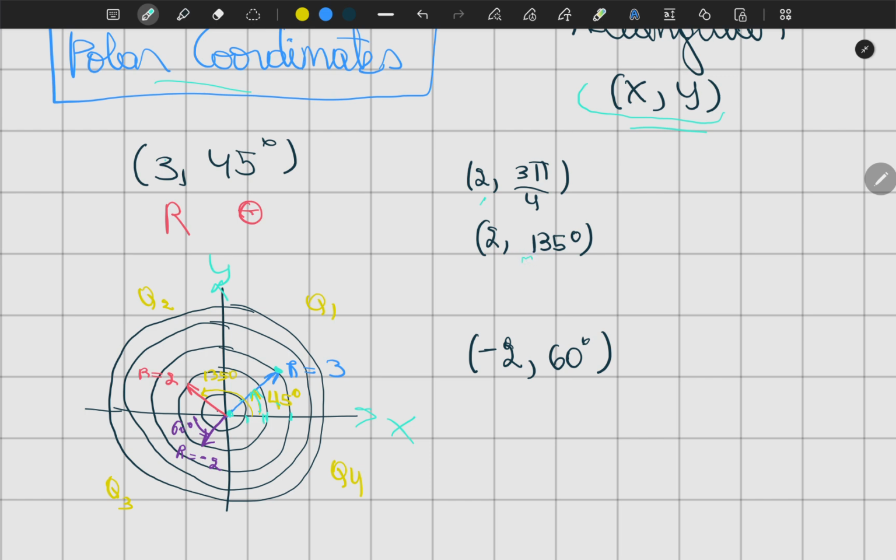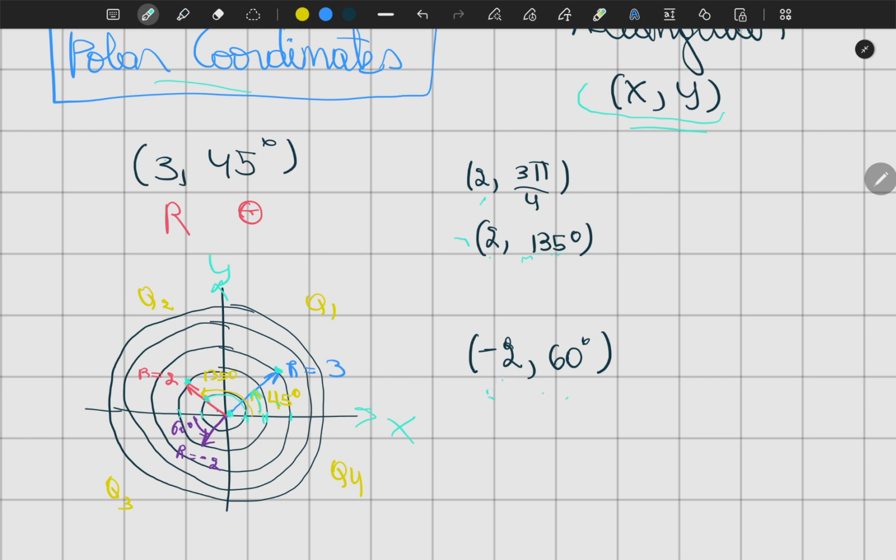Let me just go with this one because 135, you start from here all the way up there. This is 135 degrees, and where you get 135, we represent 2. 2 is actually 1, 2. That's what you see. This is how we represent this one in red. Okay, and then negative 2 and 60.